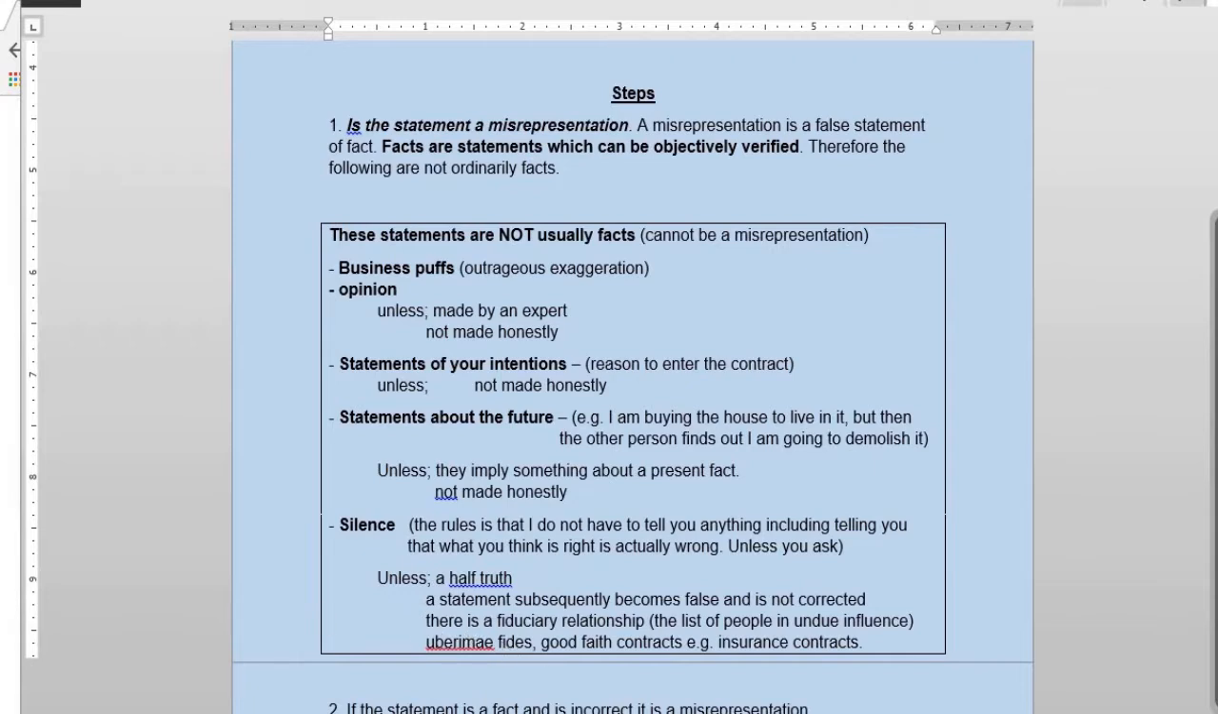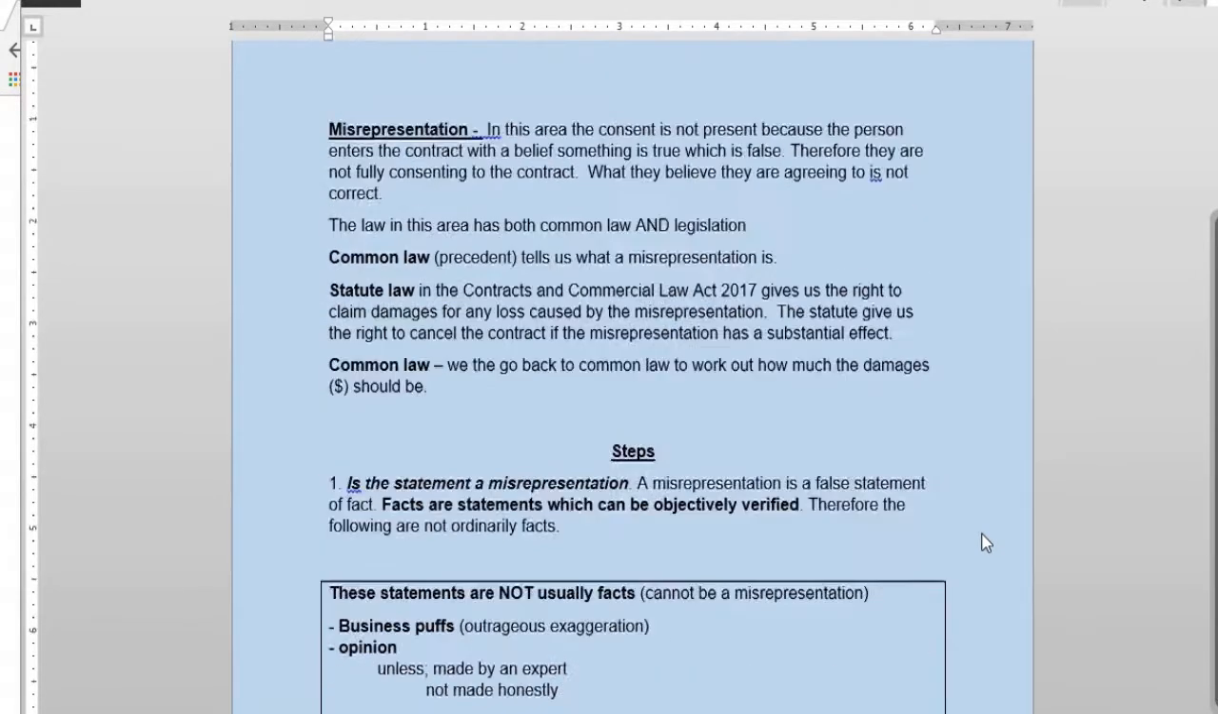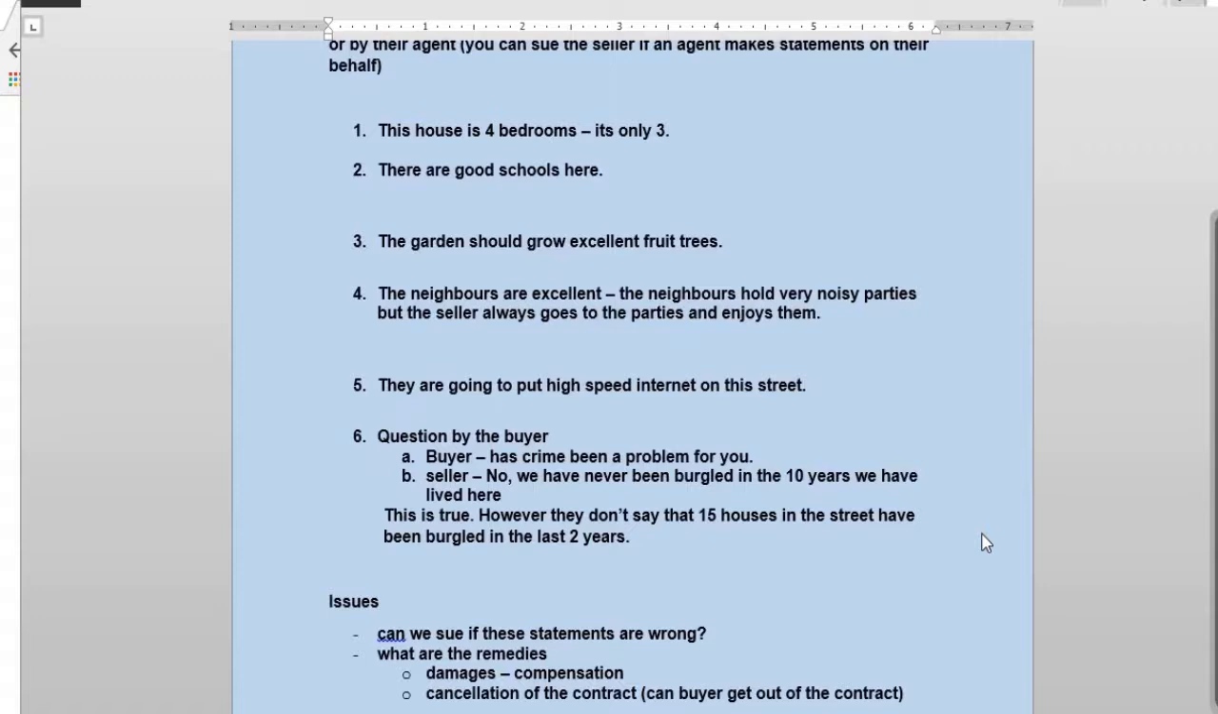The final one down there is this idea of uberrima fides, contracts in good faith. So your insurance contracts are a good example of this. You have to tell the insurance company everything which is relevant, even if they don't ask. So let's take this set of exceptions and our definition up to our list.